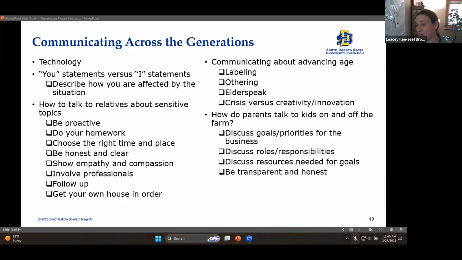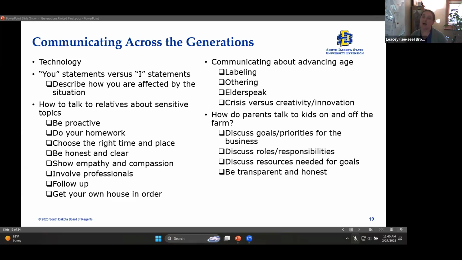My perhaps number one tip is get your own house in order. So if you are worried about your parents not having a financial or a medical power of attorney, if you don't have those documents for yourself, to me, I don't think you're in a good place to try to encourage somebody else to get their legal and financial documents in order. So get your own house in order.